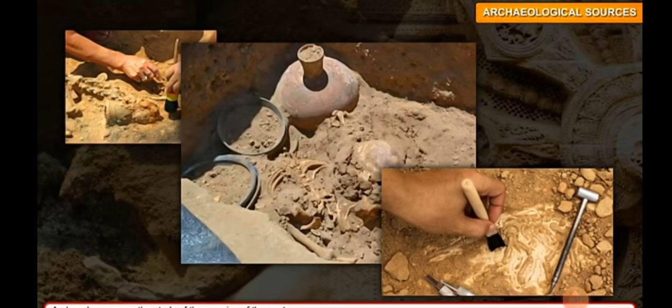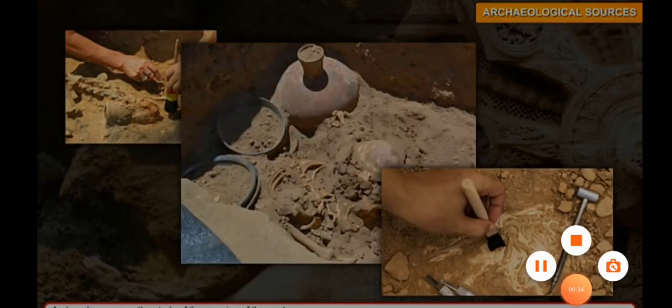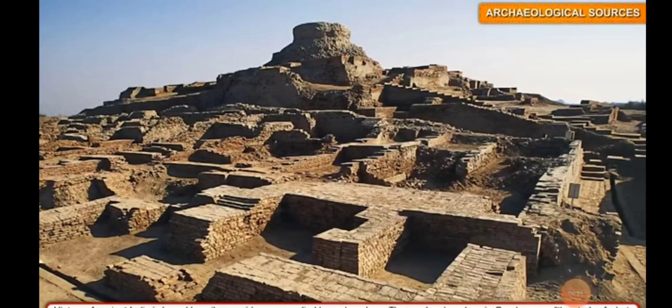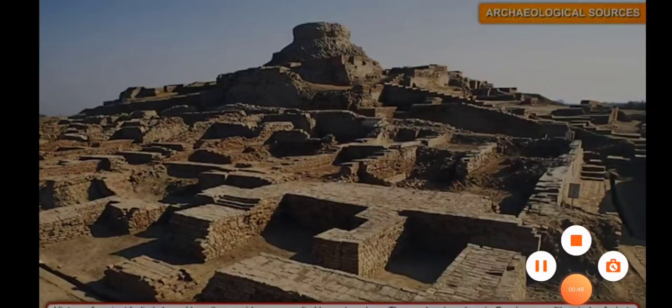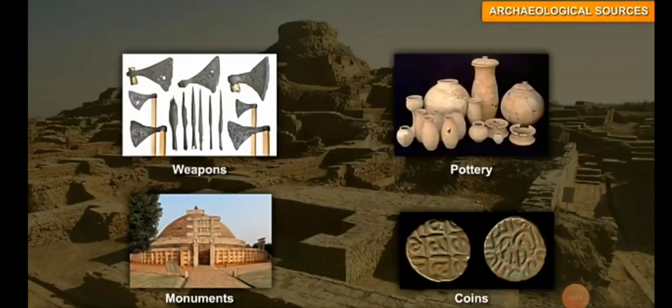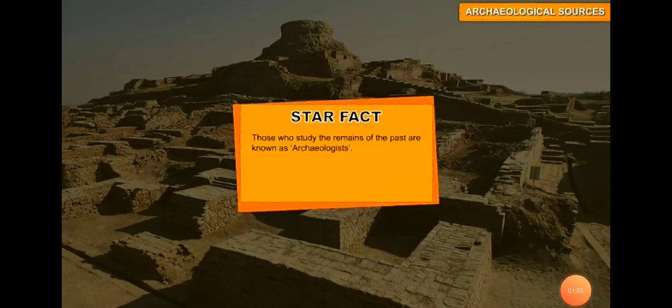Archaeology means the study of remains of the past. History of the medieval India is based heavily on the evidences supplied by archaeology. The word archaeology in Greek means the study of what is ancient. Archaeological sources include weapons, pottery, monuments, coins, inscriptions and objects of art such as paintings and sculptures. And those who study the past are known as archaeologists.